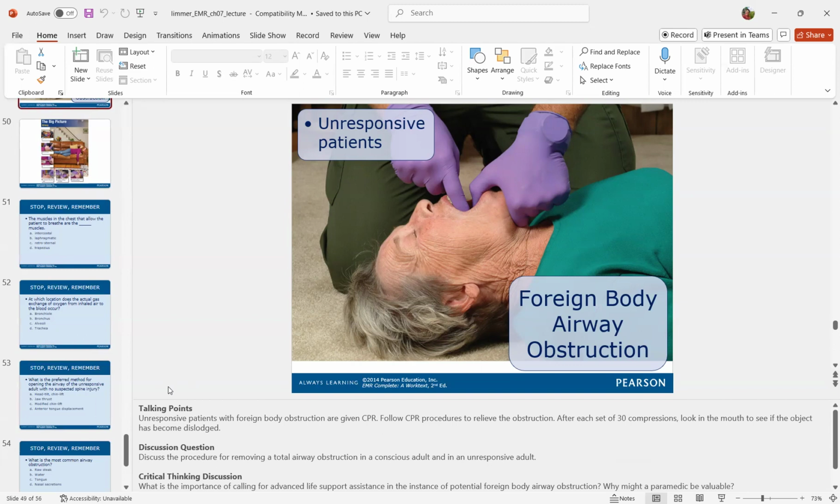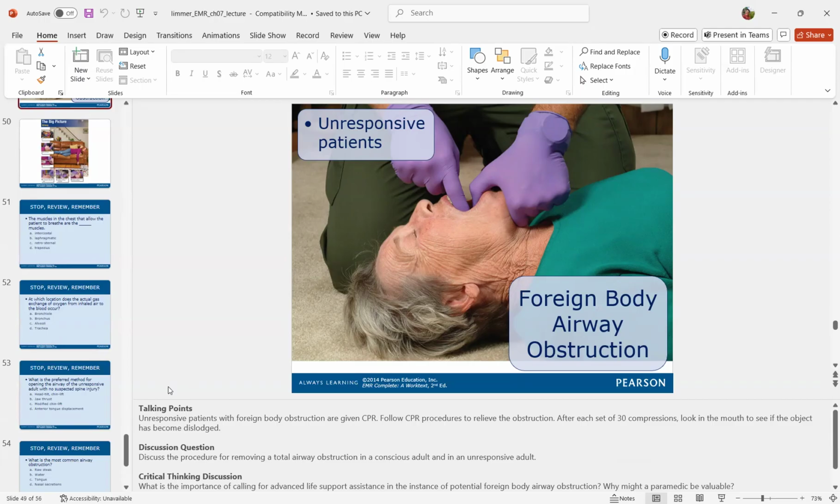So if you have somebody choking and you're trying to relieve them from choking and they go unresponsive, we go straight into CAB. So compressions, airway, breathing. So you're going to check a pulse and you're going to start compressions. The only difference is when you go, you're going to do your 30 compressions.